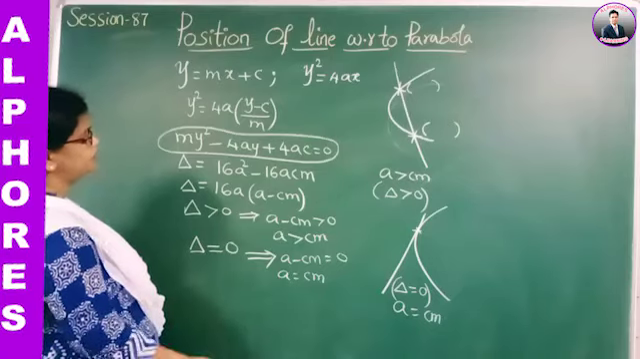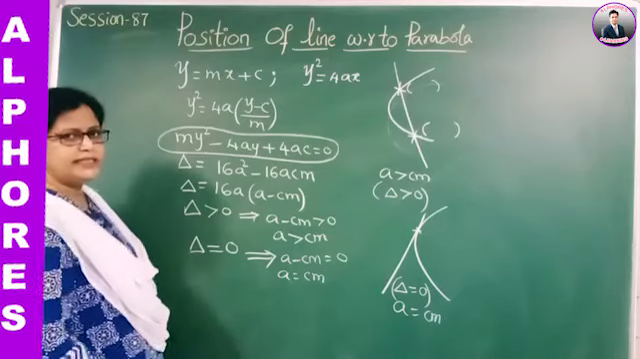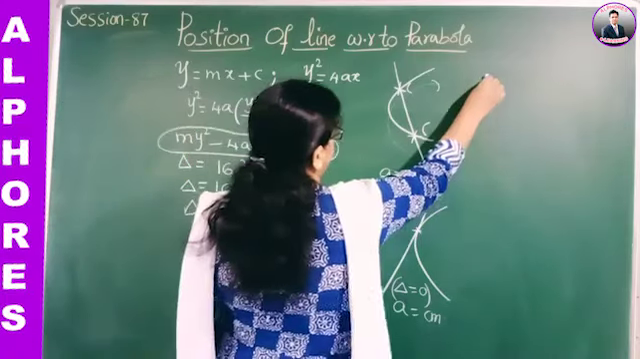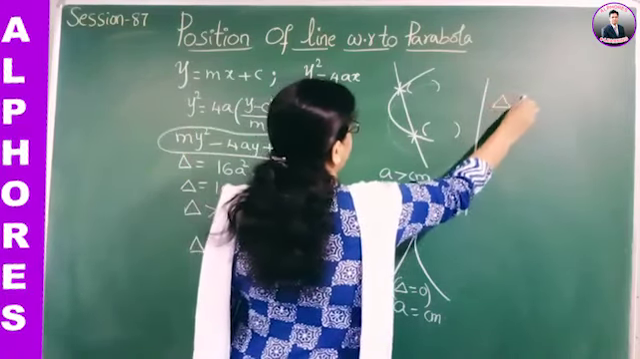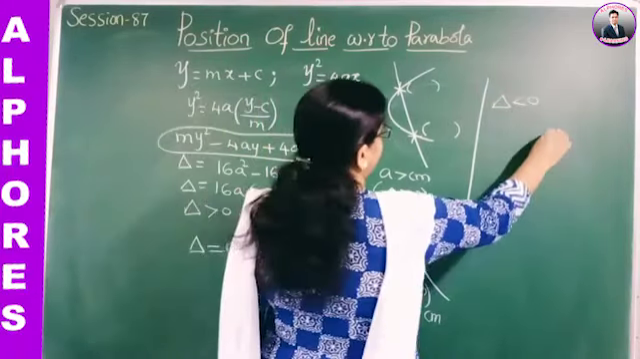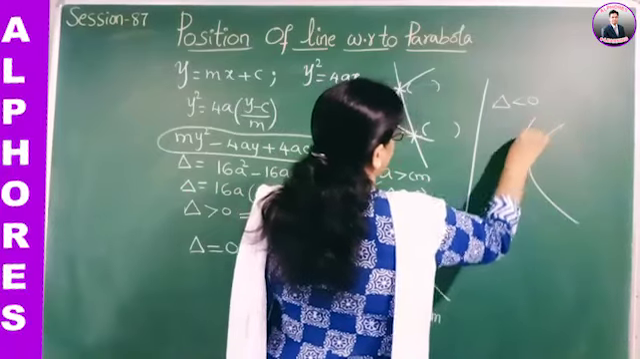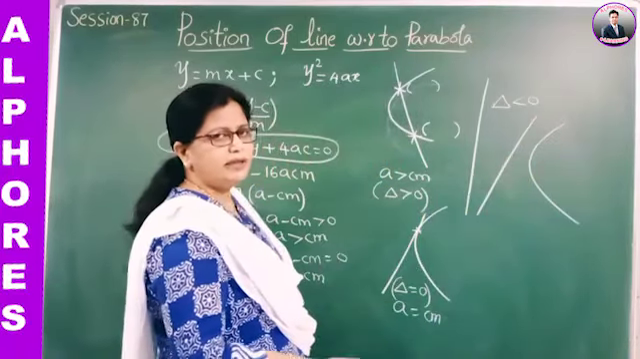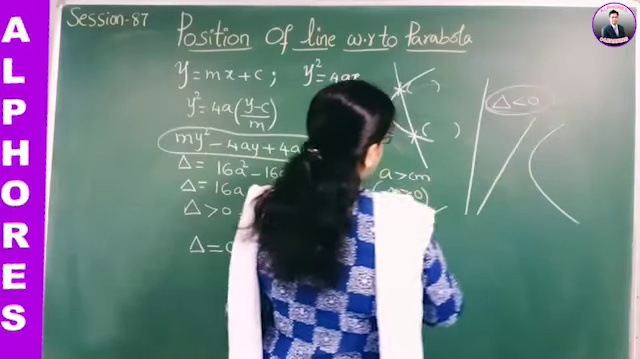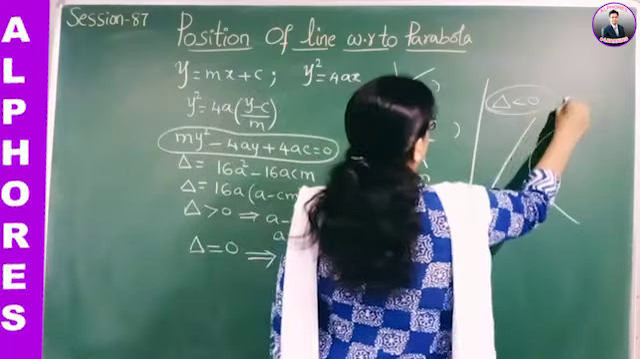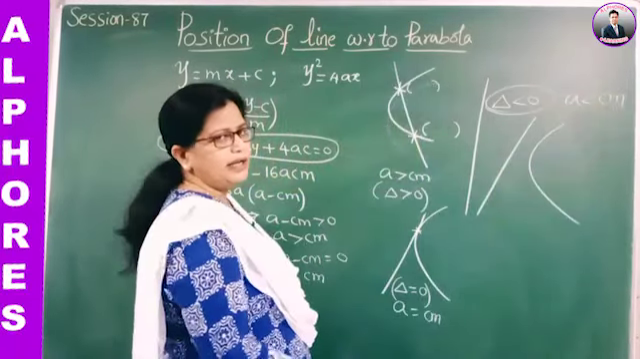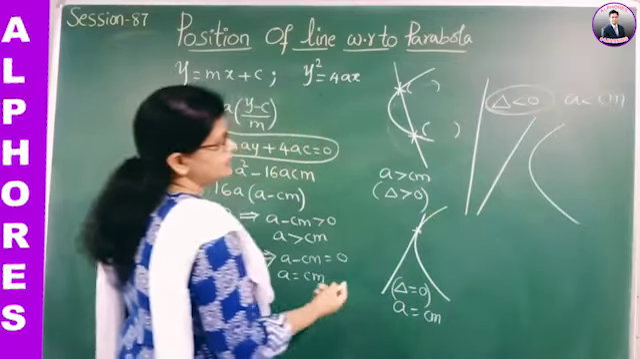And what is the leftover case? Discriminant less than 0. What is the meaning of discriminant less than 0? It implies the equation has no real root. What is the meaning here? If this is our parabola, the line is neither intersecting nor touching the curve. That implies under this condition a is less than cm. So when a is less than cm, the line neither intersects nor touches the curve.